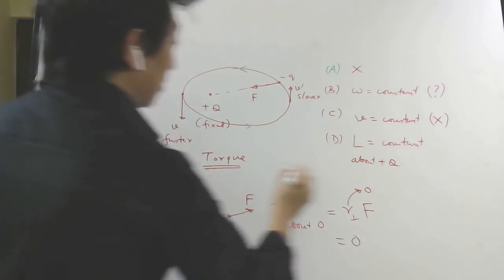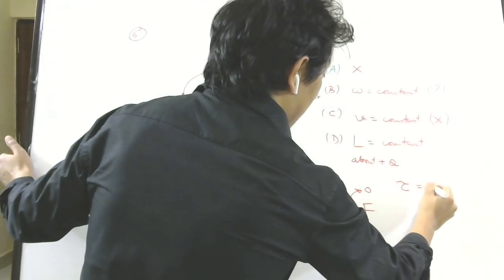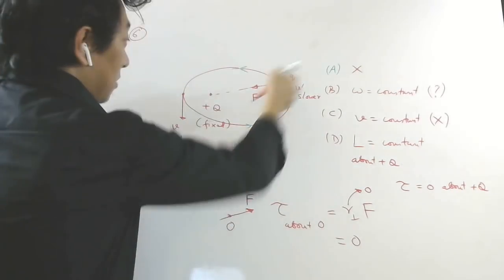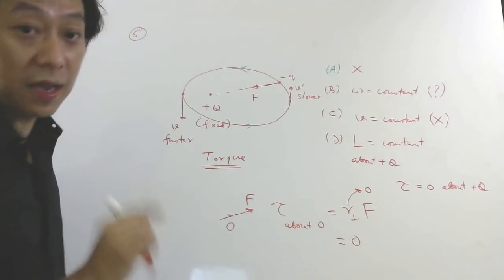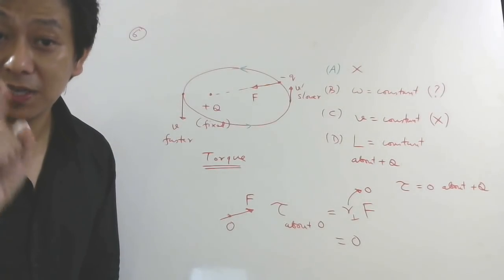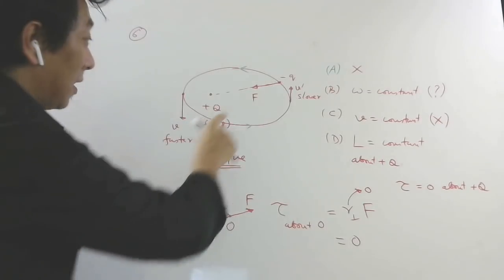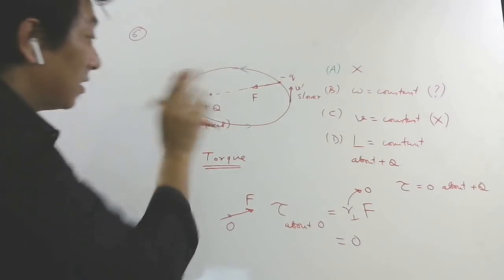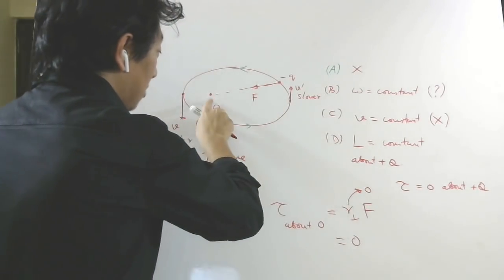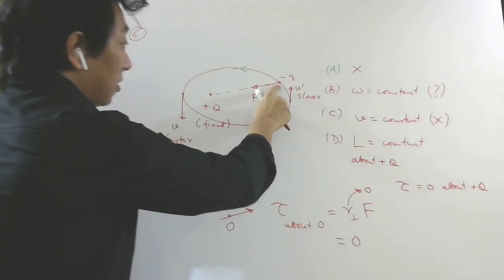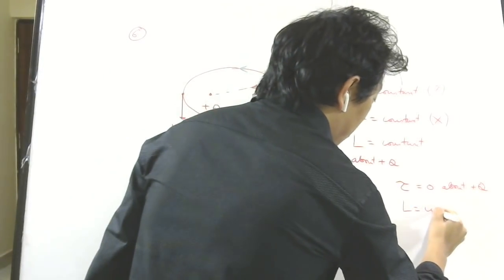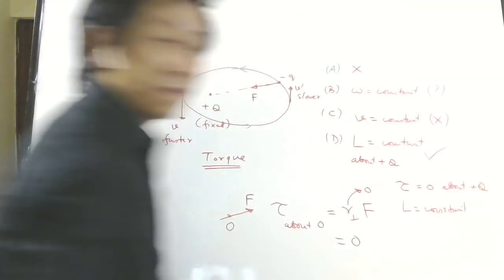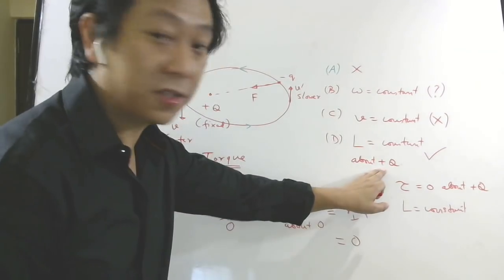So we came to know that torque is 0 about plus Q. Why? Because the force is passing through this point. And that property of force is called what property? Central force. So since the electrostatic force between point charges is central force, there is no torque of this force about this charge. And since torque on this is 0, it means angular momentum will be constant. So this is the right answer. Angular momentum about plus Q is constant.